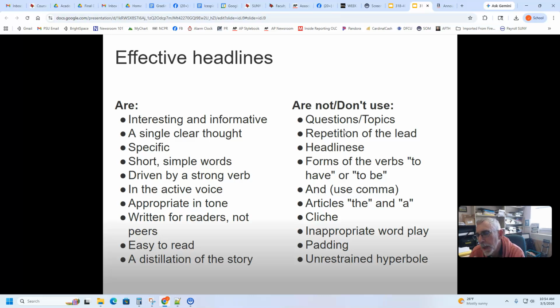Repetition of the lead. One of the worst crimes in journalism is theft. Theft of the lead. Someone wrote that lead. They spent a long time doing it. You don't steal the lead. You don't use the exactly same words in the exact same way that the lead does. Headlineese, that's kind of artificial language, usually extremely short words that only appear in headlines because they save space. We'll get to that in the presentation or in the next one, maybe. But you can look up lists of headlineese.